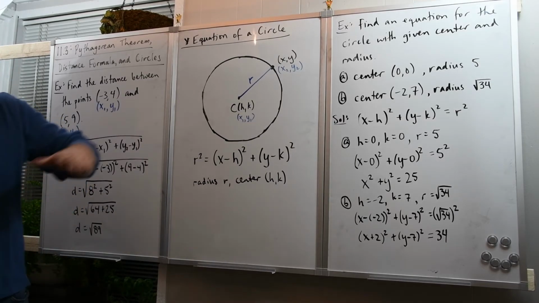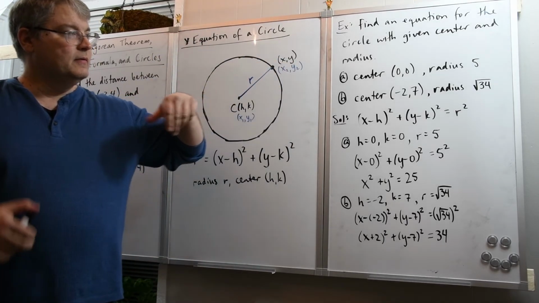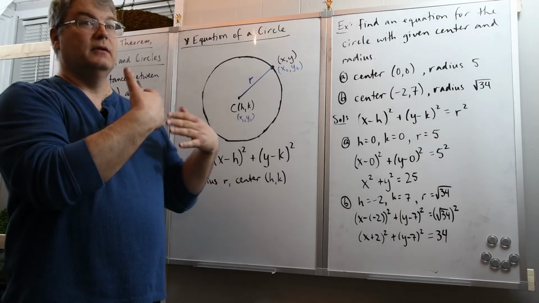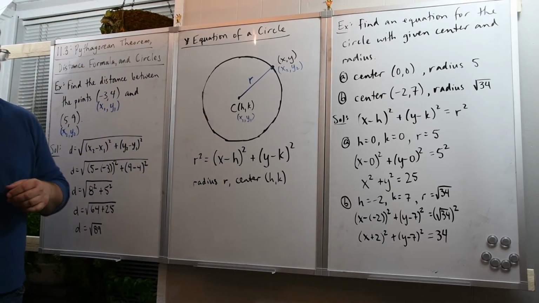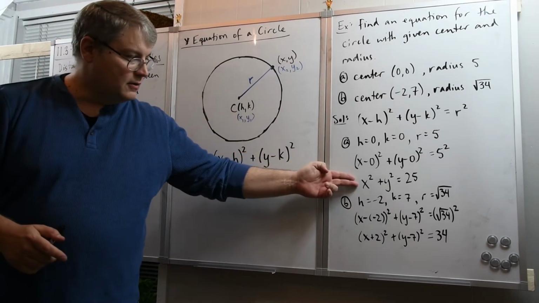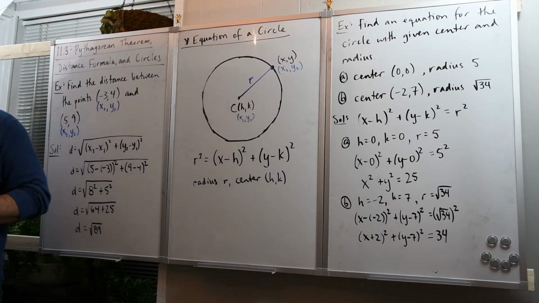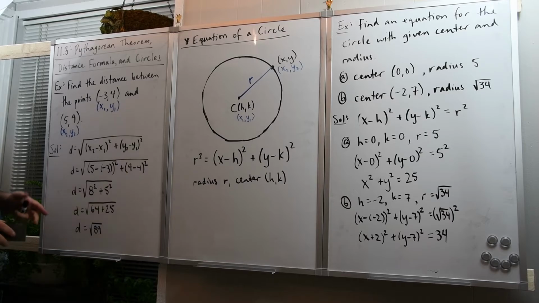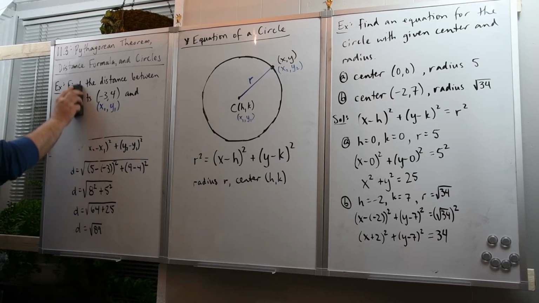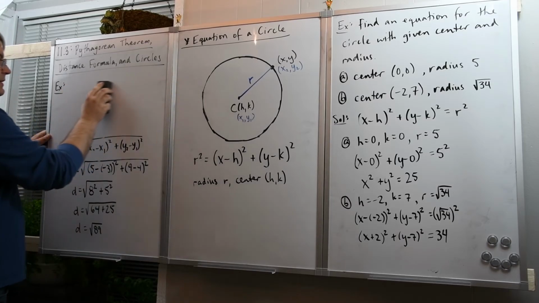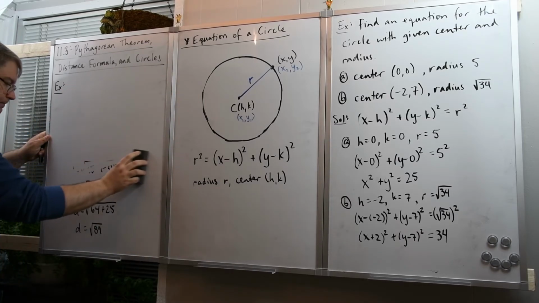Alright, so this example involved getting the equation if we know the center and if we know the radius. But what if we start here? Or what if we start here? Well, if we start with the equation, then we can figure out what the center of the circle is, and we can also figure out what the radius is. And that's what this last example is going to deal with.